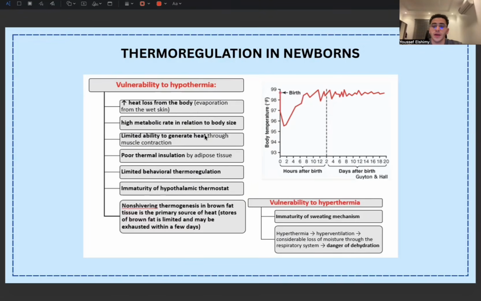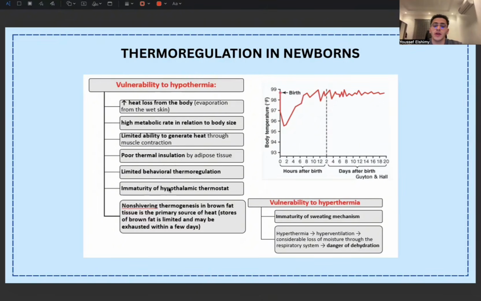We mentioned that their muscles are still immature, so they don't really have the shivering mechanism. So they have a limited ability to generate heat. They have poor thermal insulation by adipose tissue. Although they have brown adipose tissue, they don't have enough, like, for example, the other type of adipose, which is the white adipose tissue. They also have limited behavior thermoregulation. They cannot say they're cold or hot, and they cannot take a blanket and cover themselves. That's why they have limited behavior.